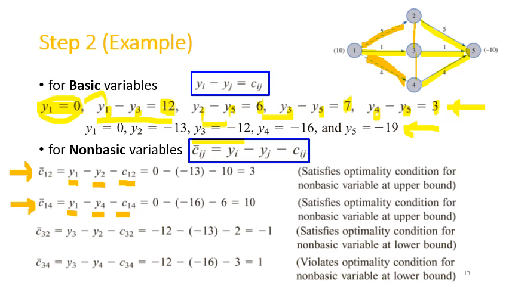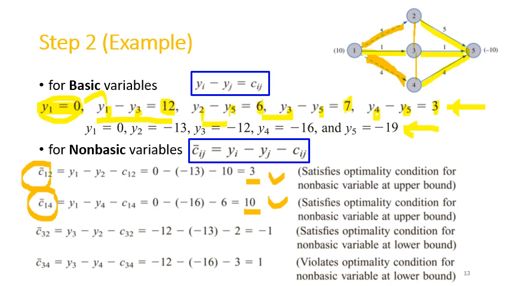And now it's time to check whether any of these non-basic variables violates the requirements to say that this BFS is already optimal or not. So let's check this one by one. 1, 2, and 1, 4, they are at upper bound. So this is at upper bound, this is also at upper bound. If they are at upper bound and the coefficient of C hat is positive, it is okay.